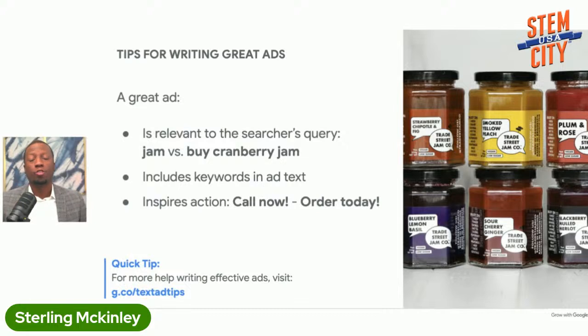Tips for writing a great ad. First, is it relevant to the searcher's query? Important. Think about jam versus buy cranberry jam. Include keywords in your ad text. So if your ad is about jam or jelly, include jam or jelly in the actual text of the ad that you write. Why? Because that will identify more with the potential customer. They'll see those ads, they'll see the keywords and be pulled in.